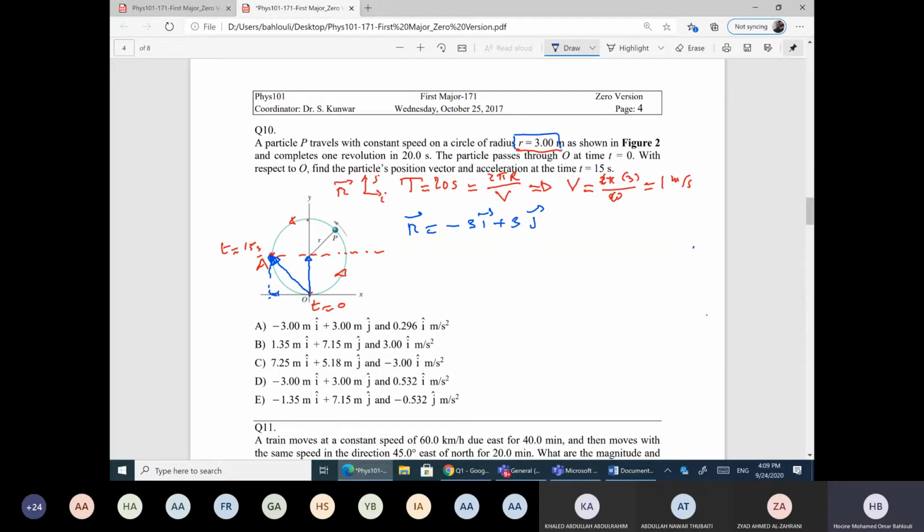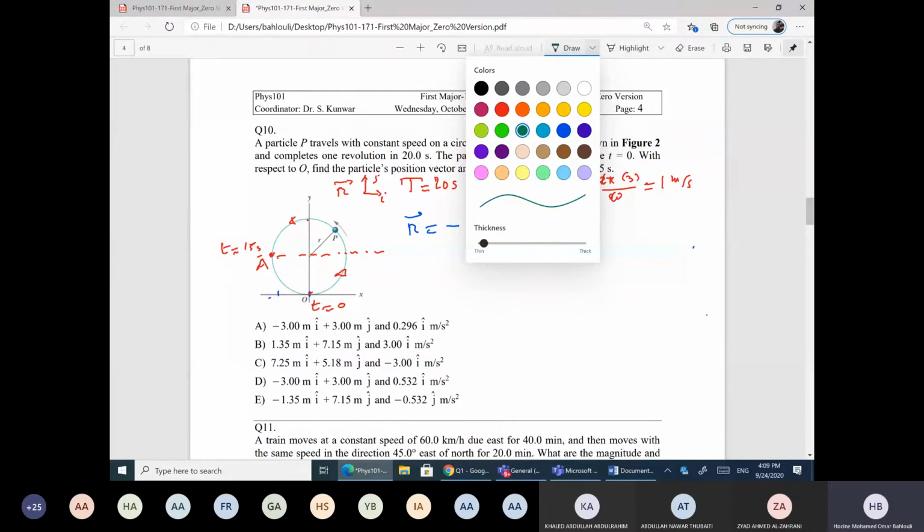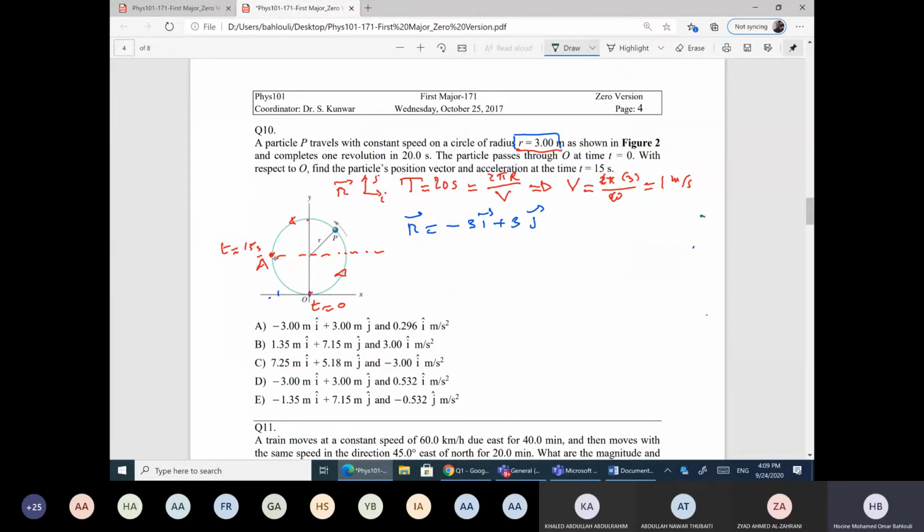What about the acceleration? Let me erase the position so you can see each vector separately. Okay, I take another color and show you the direction of the acceleration. We said the acceleration is centripetal. What does centripetal mean? It means wherever you are, you go to the center. So if I am at point A, I want the acceleration at point A, it should be in the green. And in the green, that means its direction is minus i. It's opposite to the vector i.